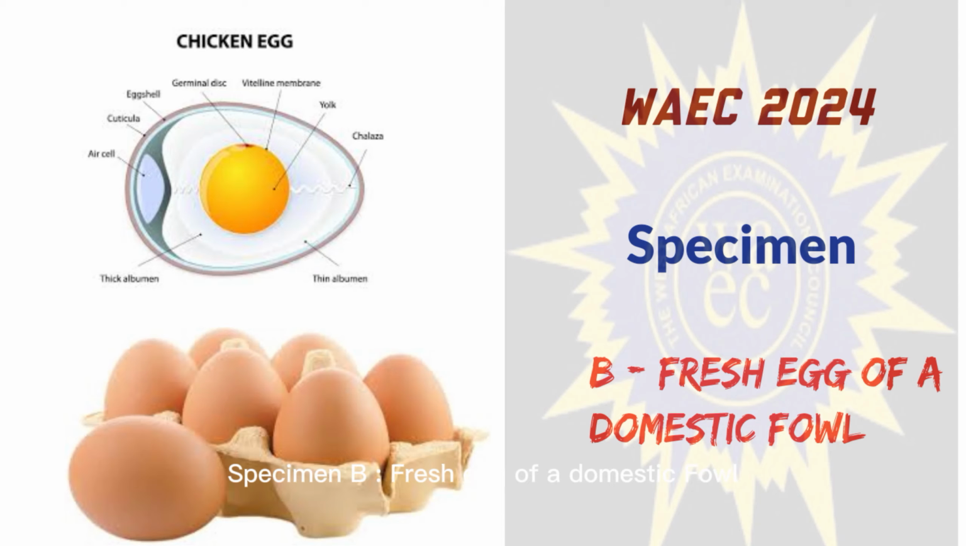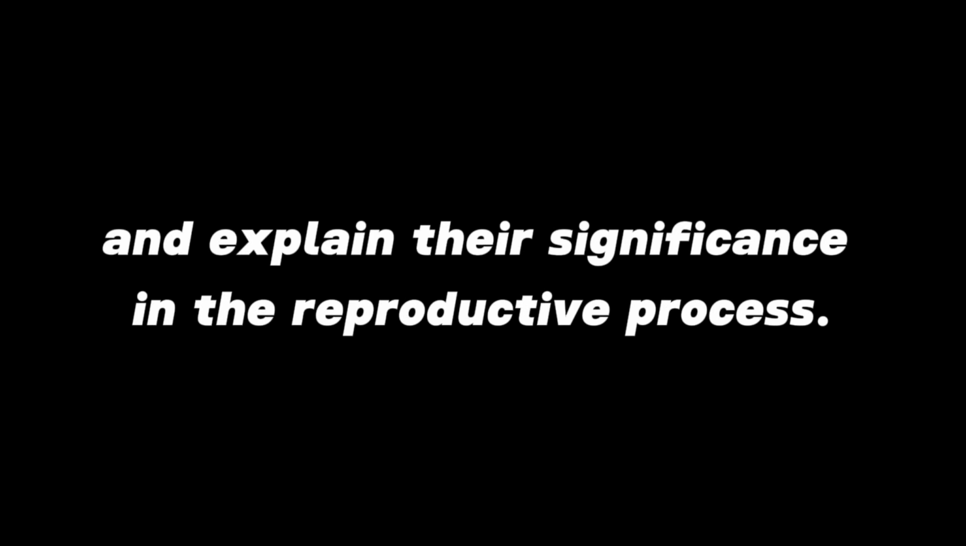Specimen B, fresh egg of a domestic fowl. Question 1. Describe the external features of a fresh egg of a domestic fowl and explain their significance in the reproductive process. Answer: The fresh egg of a domestic fowl typically has a smooth, oval-shaped shell with a pointed end.